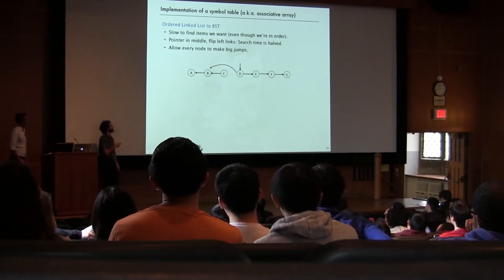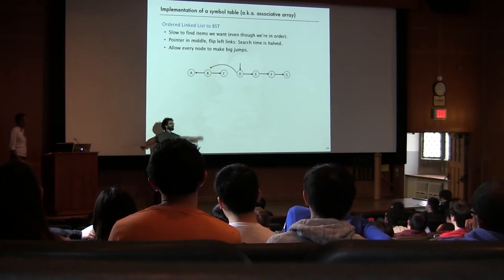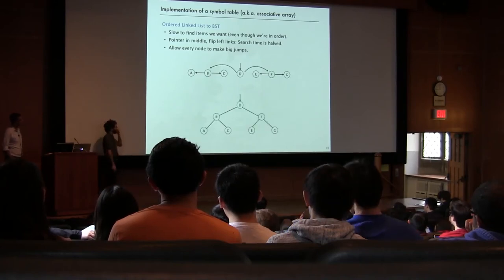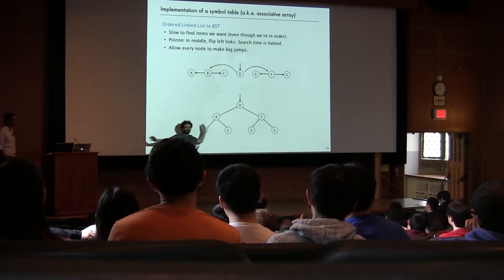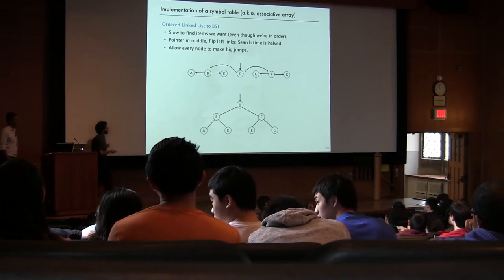So what do we want to do here? Flip that link. Okay, we do that. And we can repeat this process in general with the linked list. And we'll eventually arrive at a shape something like this, which is just a binary search tree in disguise. So that's all a binary search tree is: just a linked list where you do this process. It was ordered in the first place.